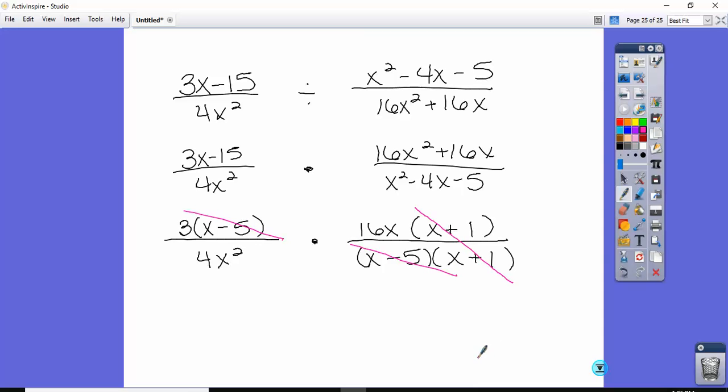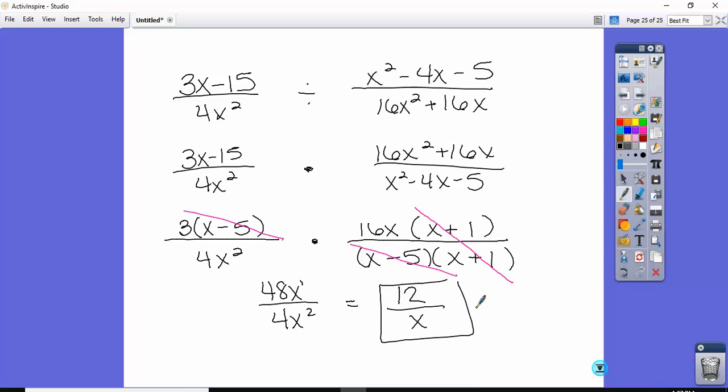Okay. If you just stop there and multiplied, you multiply straight across. So you get 48x over 4x squared. We can still reduce that, can't we? 48 divided by 4 is 12. Do you have more x's on top or bottom? So it'll end on the bottom. 2 minus 1, you just subtract those exponents, you get x. So 12 over x.